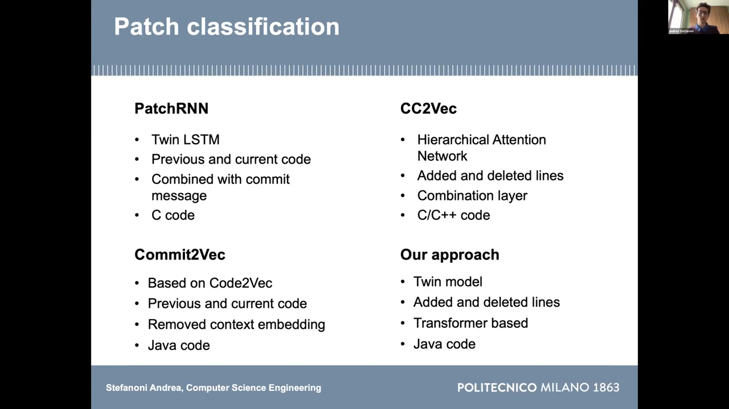The only paper that I found using Java code is Commit2Vec, which is based on Code2Vec. It extrapolates a triple of tokens from the code, and using a method similar to bag of words, it eliminates the context embedding and analyzes the deleted lines and the added lines separately. Our approach is based on a twin model, and we analyze the added and deleted lines separately with a transformer based architecture on Java code.